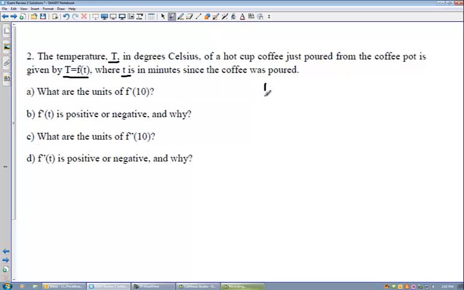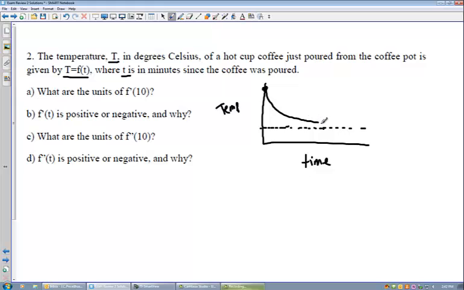So first, understand what the graph of this would look like. In class, I tried to give you a hint. So here's time and here's temp. When you pour a cup of coffee, it's hot, so it's up here. After a while, it cools towards room temperature, which let's put right around here. Let's draw a dotted line at room temperature. It's going to cool quickly at first, and then it's going to start to kind of level out. So it's going to do something kind of like that. All right, so this is really my capital T equal to f of t.